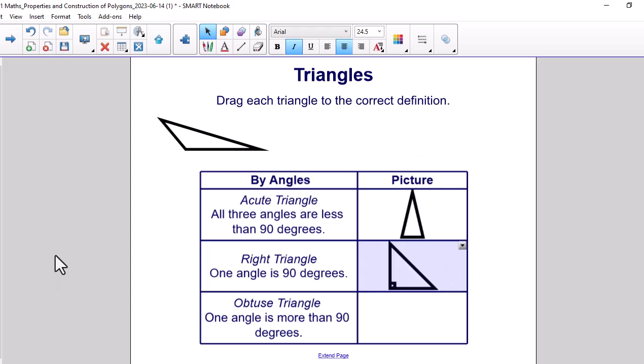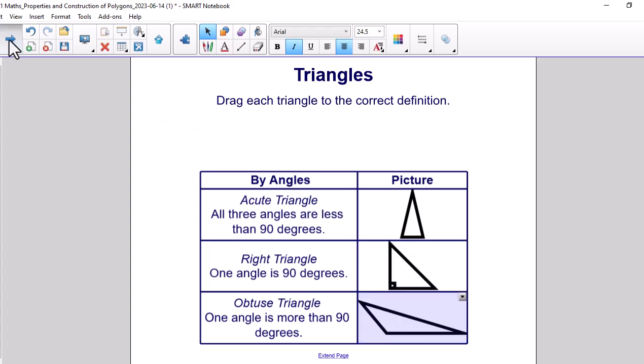The third way to classify triangles by its angle is an obtuse triangle. And in an obtuse triangle, one angle is more than 90 degrees. This angle right here is greater than 90 degrees. Therefore, this is a picture of an obtuse triangle. I will drag that triangle into the box there.